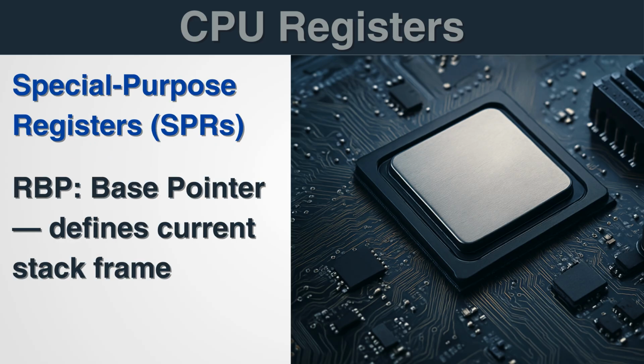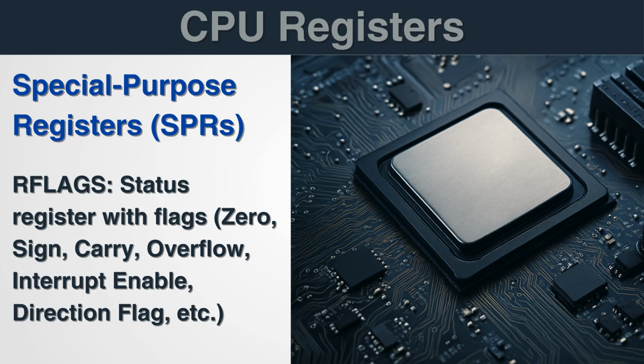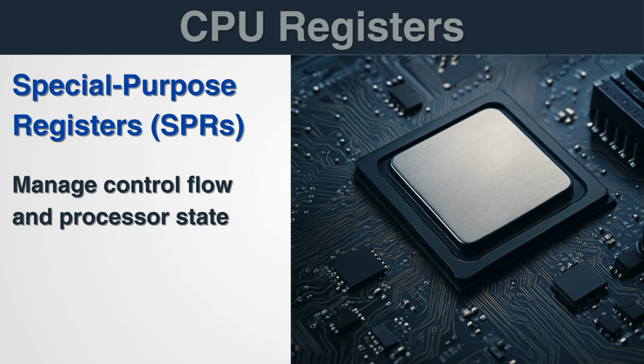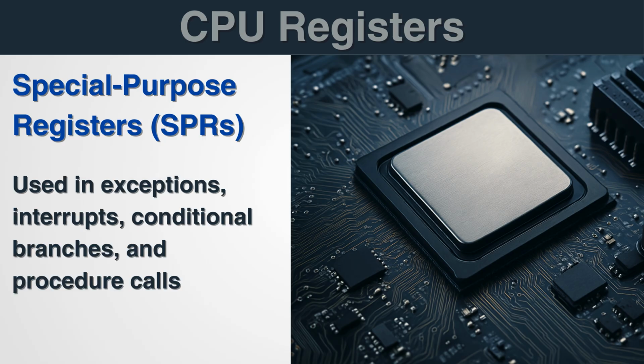So then another example in association with the SPRs, the special purpose registers, is the base pointer, and that defines the current stack frame. And then we have the status register with flags like zero, sign, carry, overflow, interrupt enable, and direction flag for a few examples. The purpose of the special purpose registers, the SPRs, is to manage control flow and processor state. It's used in exceptions, interrupts, conditional branches, and procedure calls.